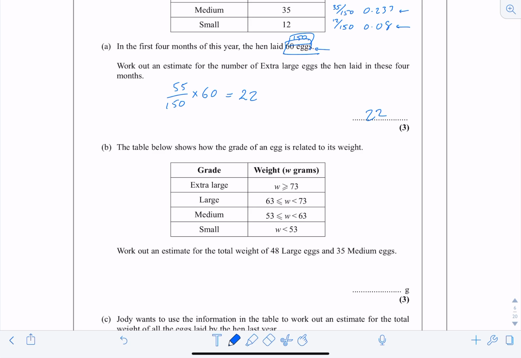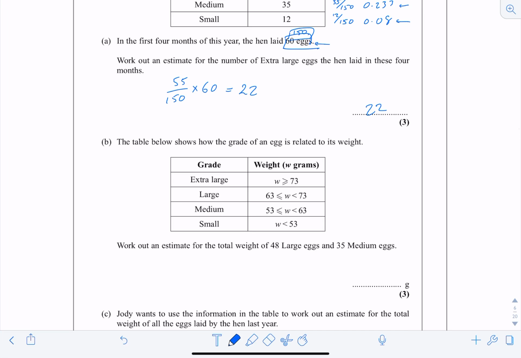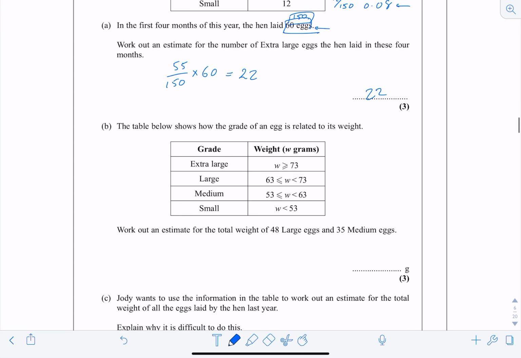The table below shows how the grade of an egg is related to its weight. Work out an estimate for the total weight of 48 large eggs and 35 medium eggs. Well, we don't know exactly how heavy these extra large eggs are. We don't know how heavy the large eggs are, the medium eggs, or the small ones, but we know roughly. We know that it's somewhere between there and there, somewhere between 63 and 73, and somewhere between 53 and 63.